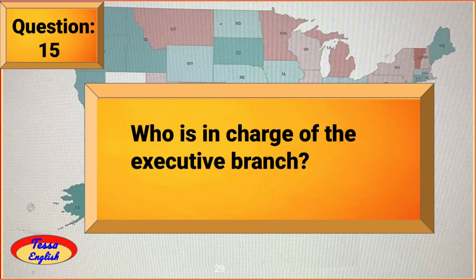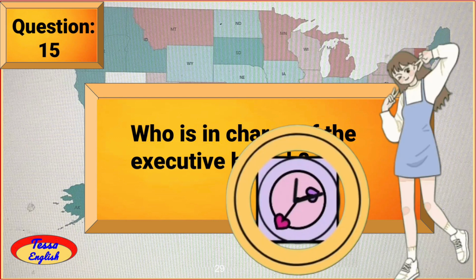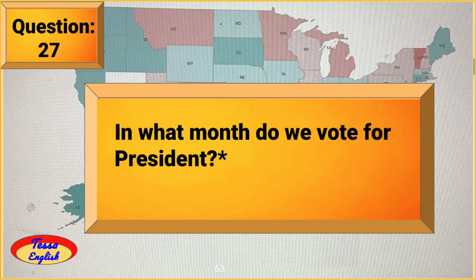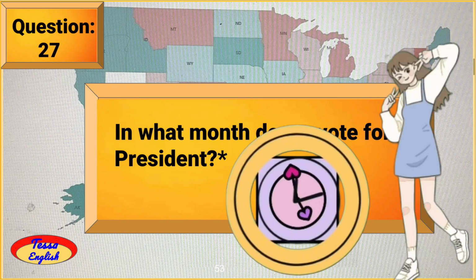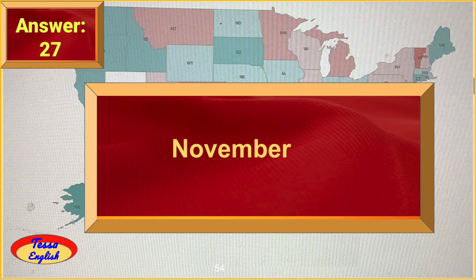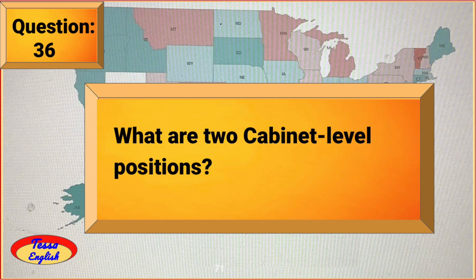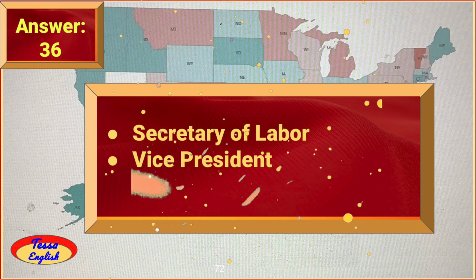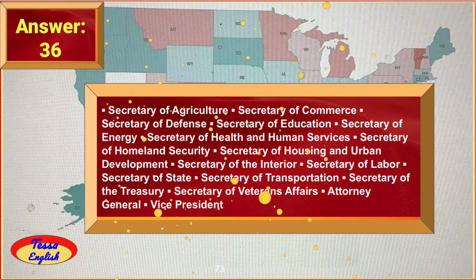Who is in charge of the executive branch? The President. In what month do we vote for president? November. What are two cabinet level positions? Secretary of Labor, Vice President.